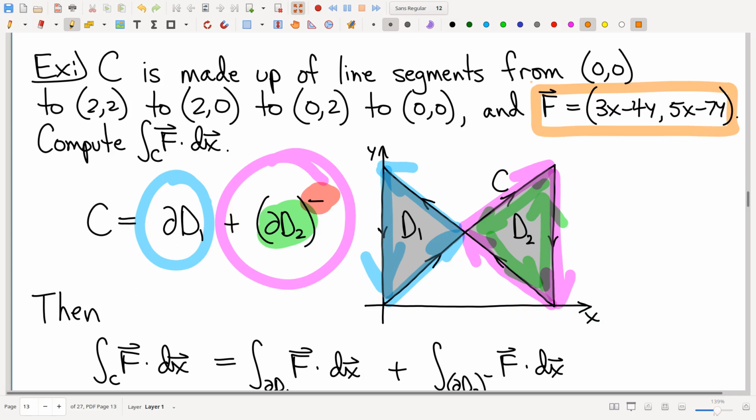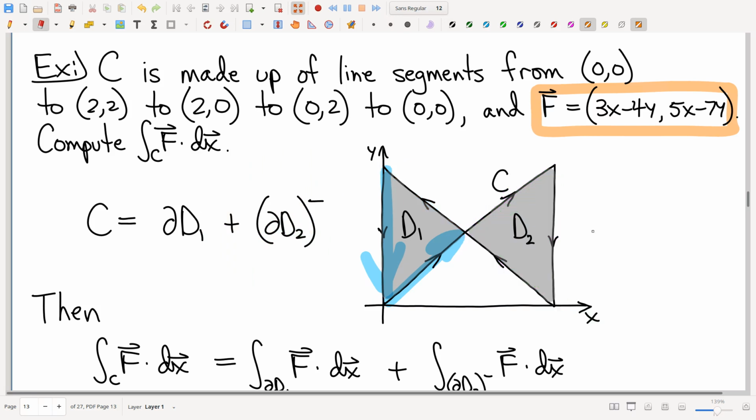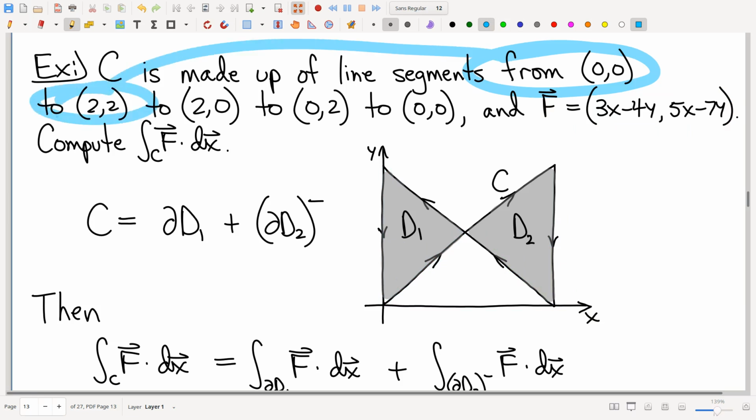I guess what I'm asking is, how do you know that the arrows are pointing in that direction? I got you now. Okay, I misinterpreted your question. You're asking, how did I know that from 0, 0 to 2, 2, the orientation was that way? As written, it says from one to the other. The language just implies that orientation. Is that what you meant? That's what I was asking. I got you now.